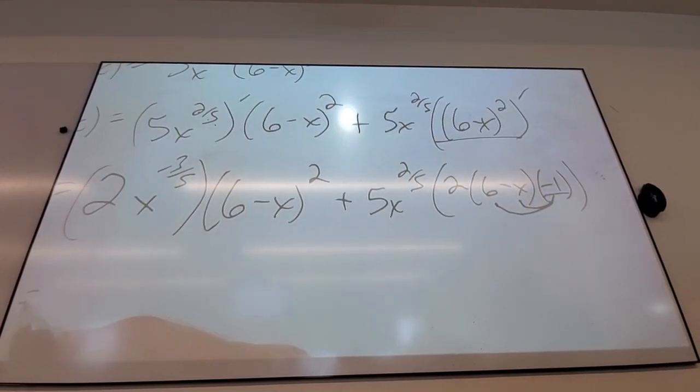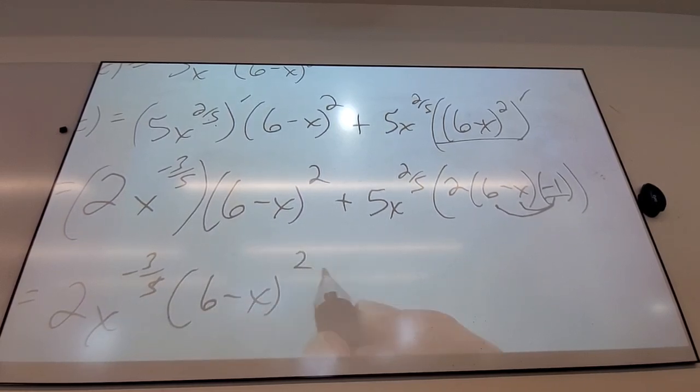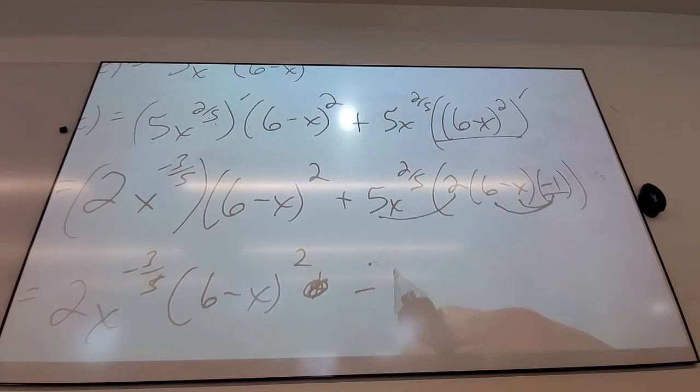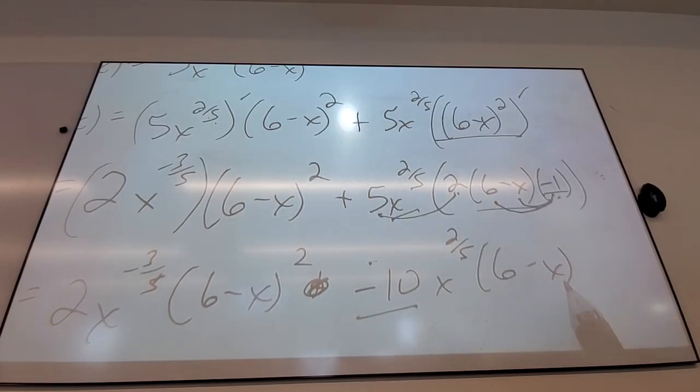So this will become 2x to the -3/5, (6 minus x) squared, plus, minus 10 x to the 2/5, (6 minus x). Is that cool? 5 times 2 times -1, bam. And then the rest, bam.